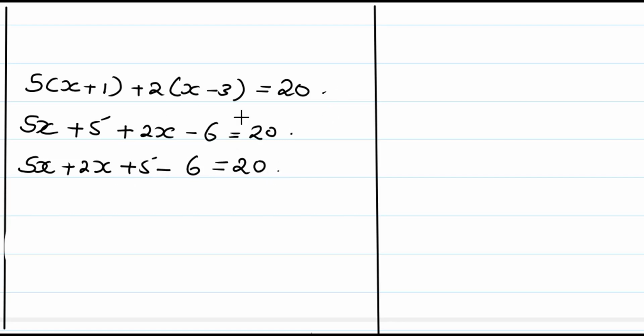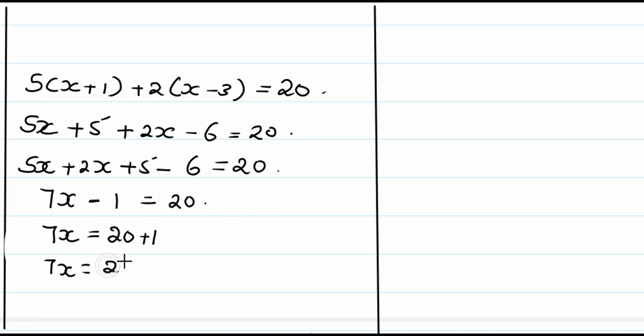Then before I move them to this side, I can just do this calculation here where I take 5x plus 2x, which is 7x, then 5 minus 6 is negative 1, so it equals 20, like that. Then from there, I can say 7x, then I move this one to the other side, and because here it was negative, on the other side it will be positive, so it will be 20 plus 1, which is 21, so it will be 7x is equal to 21, like that.